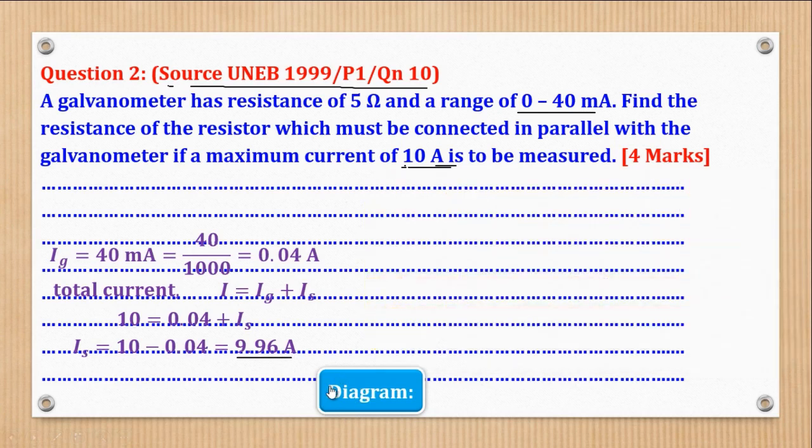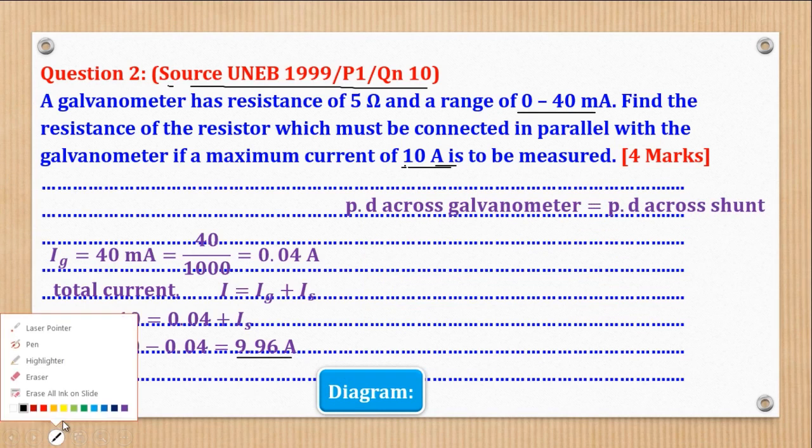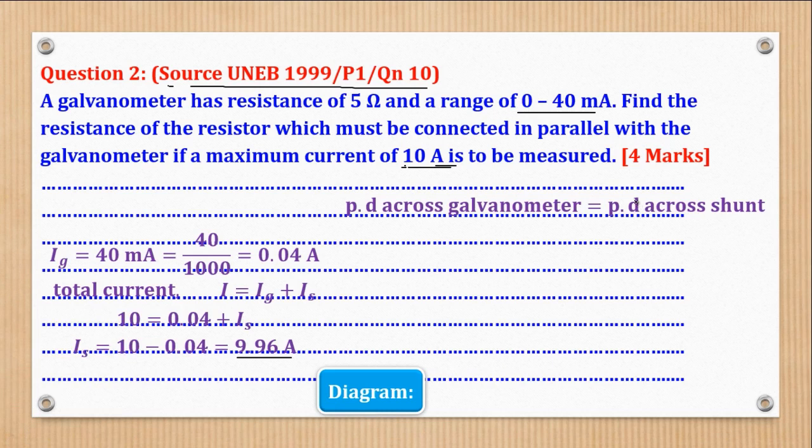Now that I know the current, I'll remember that the PD across the galvanometer is equal to the PD across the shunt. When I substitute for the values, I'll be able to have Rs as the only unknown. And when I make Rs the subject, I'll come up with Rs being equal to 0.02 ohms, and basically that's what they wanted.